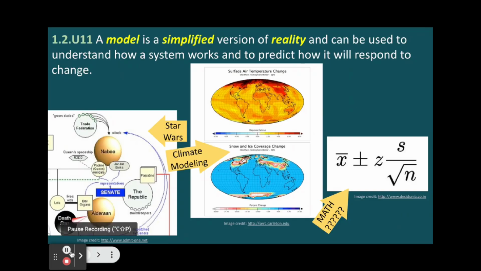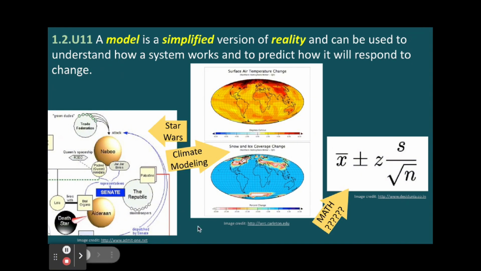The global geochemical cycles approximate to closed systems because they involve large-scale movements and transformations of matter within the Earth system without significant loss or gain from outside. A model is a simplified version of reality and can be used to understand how a system works and to predict how it will respond to change.